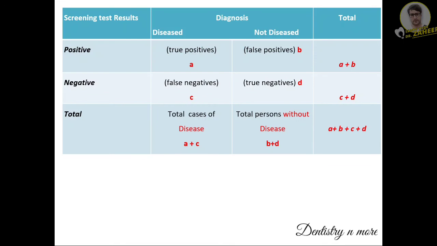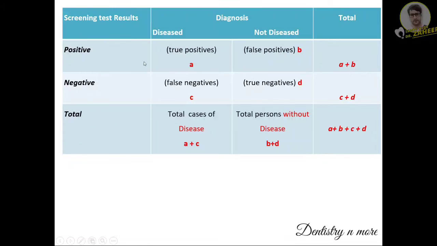So let's put all these things into a mathematical table, that is A, B, C and D. A is true positive, that is, it is actually a disease, and in the test also it is giving positive. B: actually it is disease, but in the test it is giving negative, that is false negative. C: actually there is no disease, but in the test it is giving positive, that is false positive. D: actually it is no disease, and the test is also giving negative, that is true negative. So this is A, B, C and D.